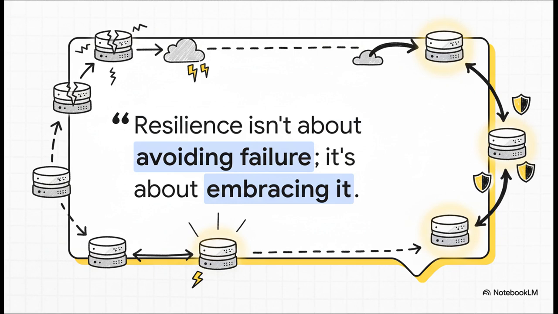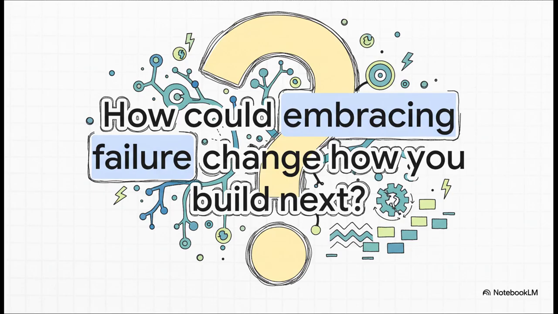The goal isn't to build a system that never ever fails, because that's impossible. The goal is to build a system that expects to fail and is designed to handle those failures gracefully without falling apart. So I'll leave you with this question to chew on. How could embracing failure, accepting a little bit of chaos, and getting comfortable with eventual consistency change the way you approach building your next system?